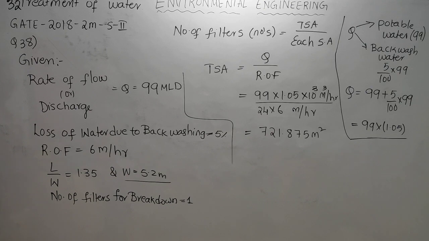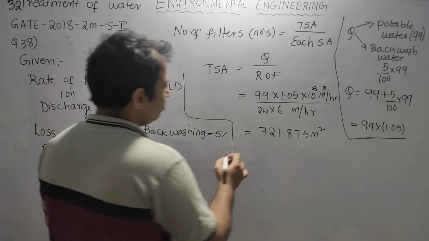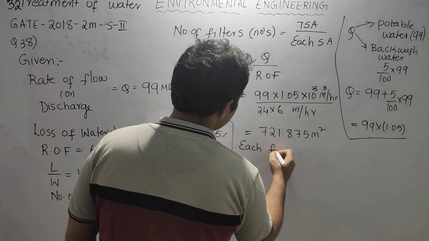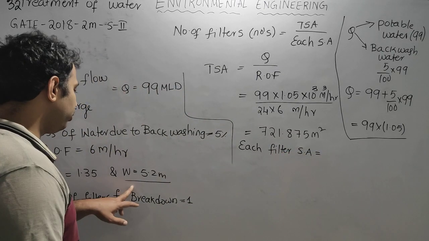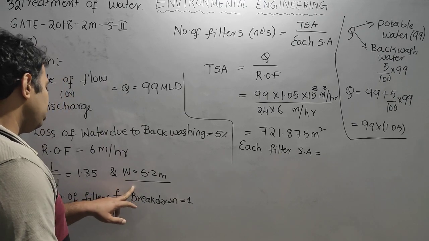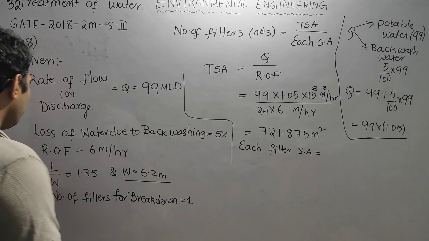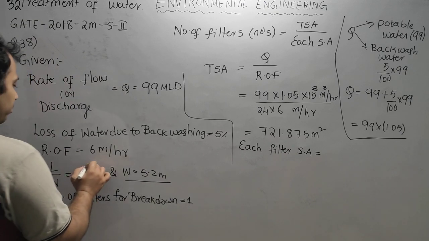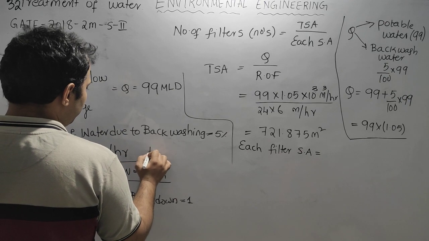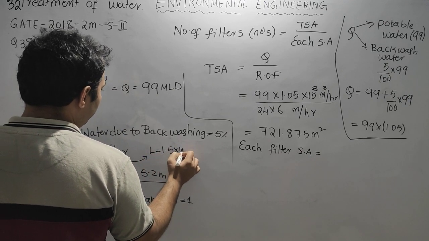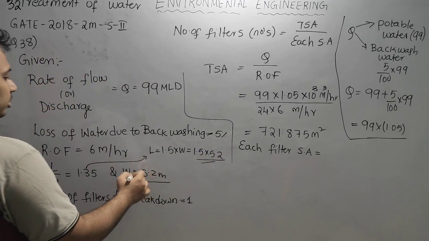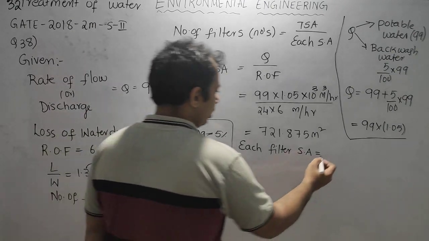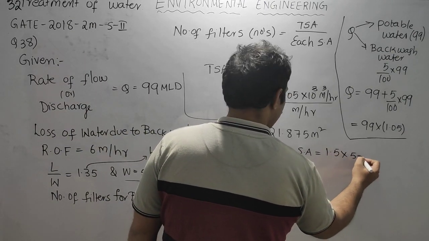Here we know each filter area. So each filter surface area is equal to length into width. The length by width ratio is given, and also the width value is given. So L is equal to 1.5 times the width, that is 1.5 into 5.2. So this is the length and this is the width. So each filter surface area is 1.5 into 5.2 square.